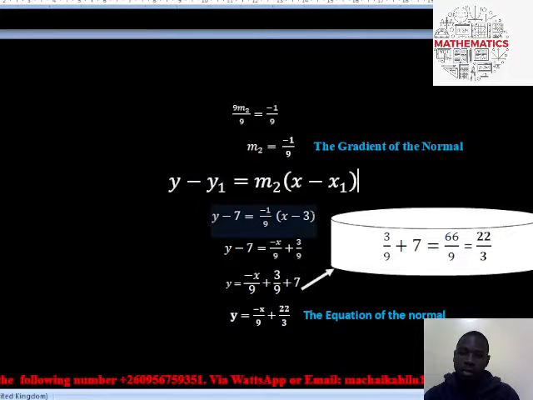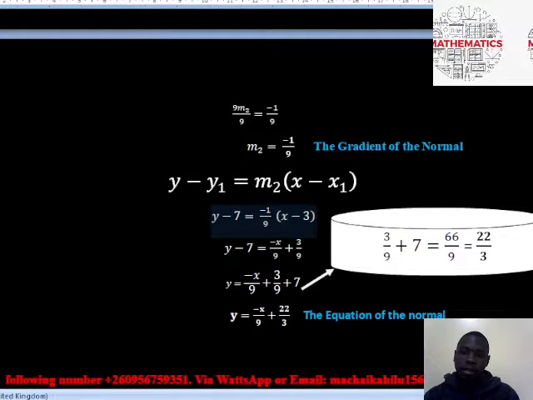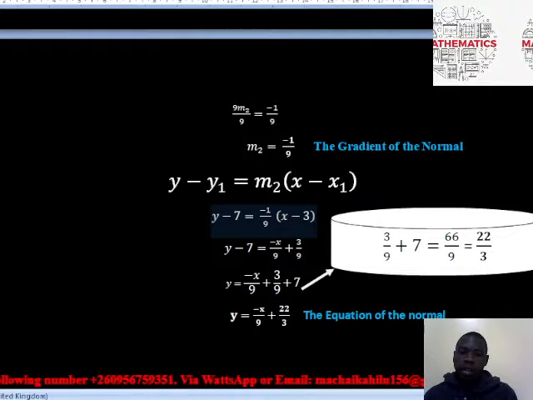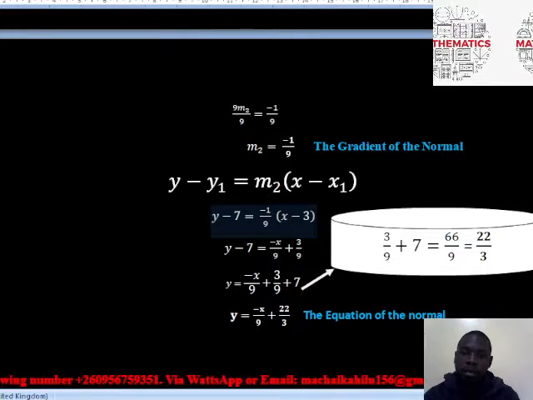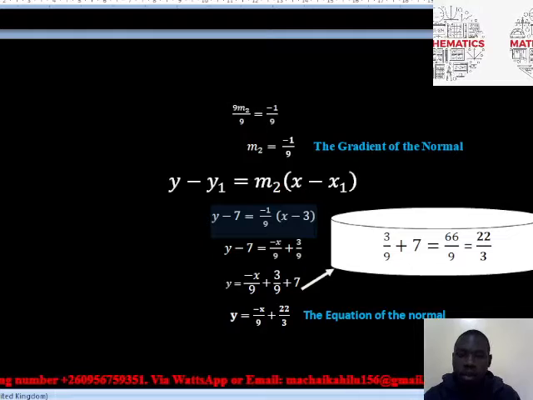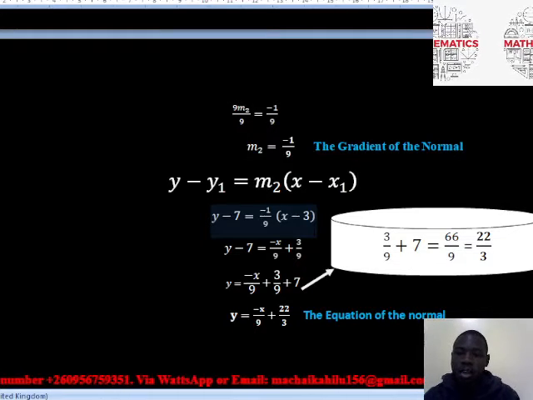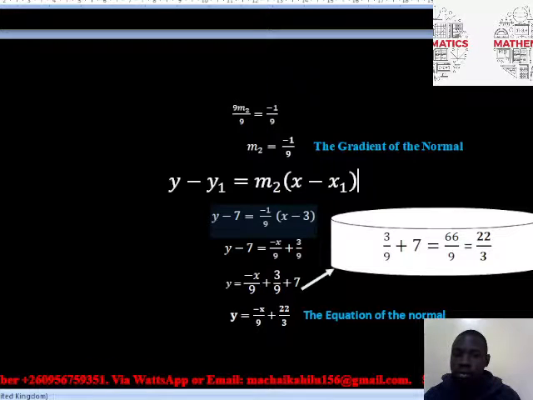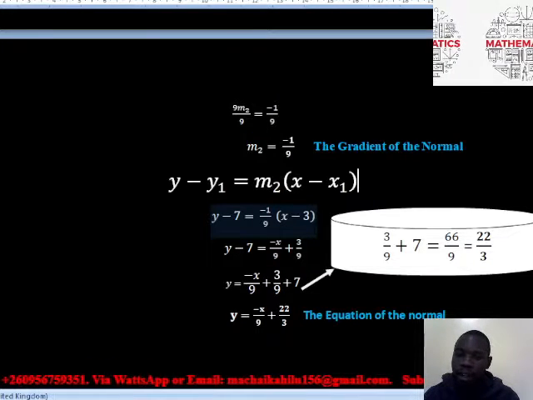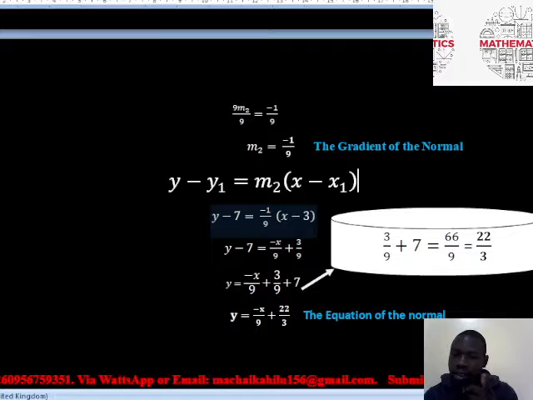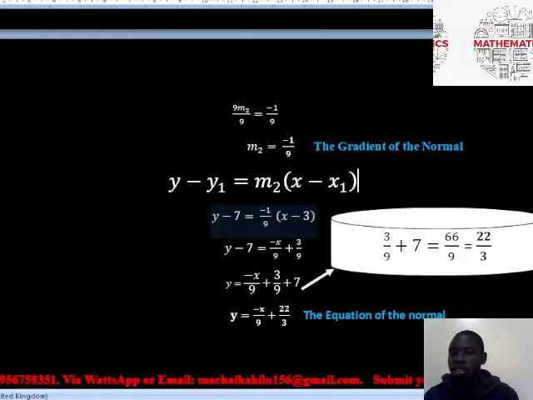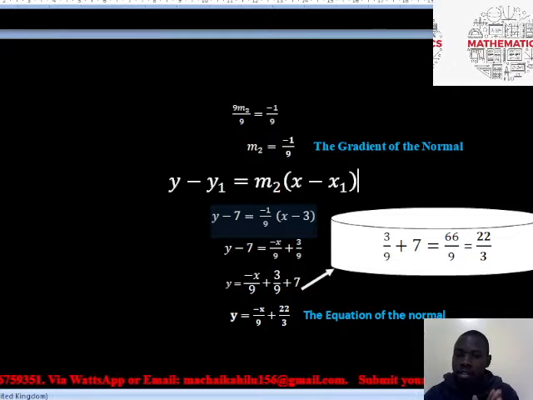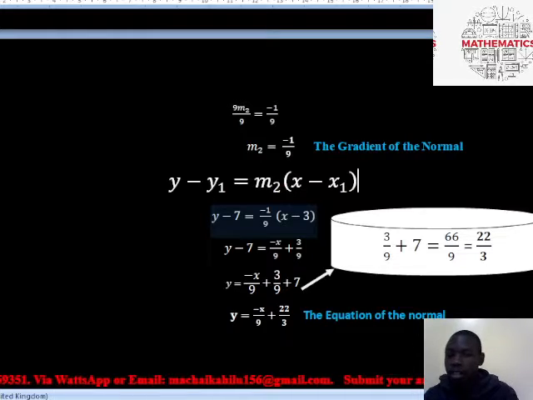Hope we are able to see it. Okay, that brings us there. Meaning we say y minus, where there is y1 I have put 7, equals to, where there is m2, remember that our m2 is negative 1 over 9, open bracket x, where there is x1 I have put 3, so it has given me x minus 3.